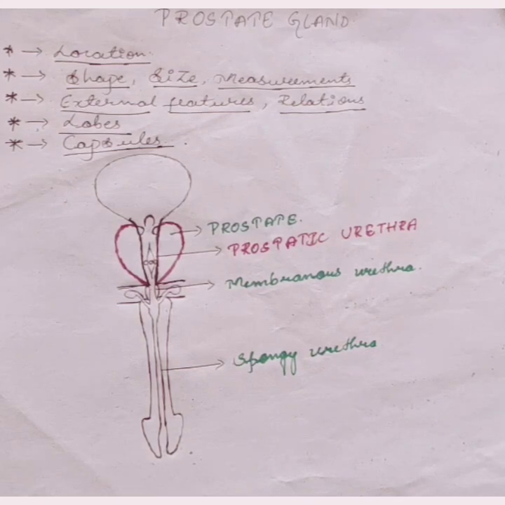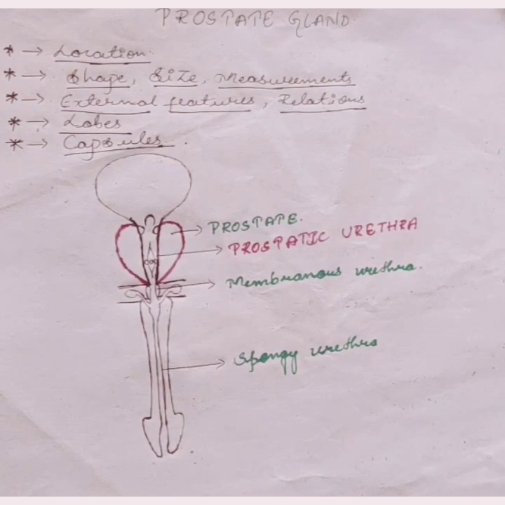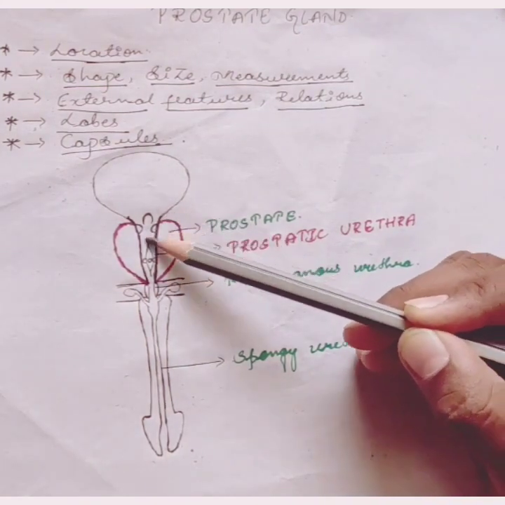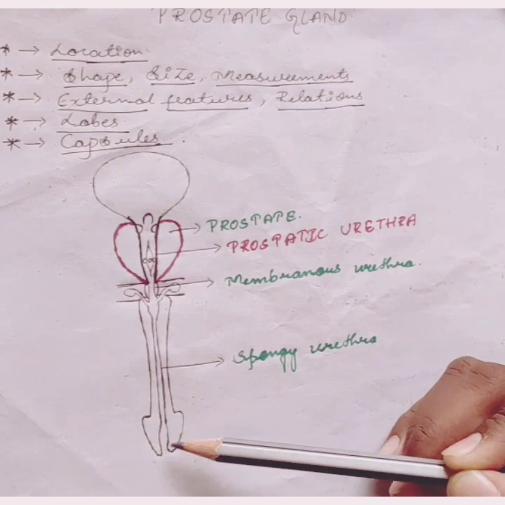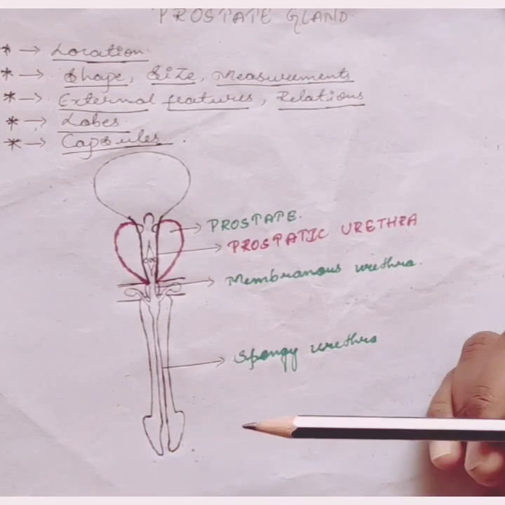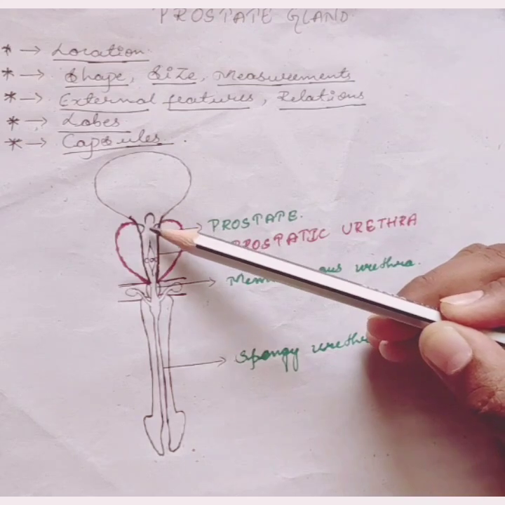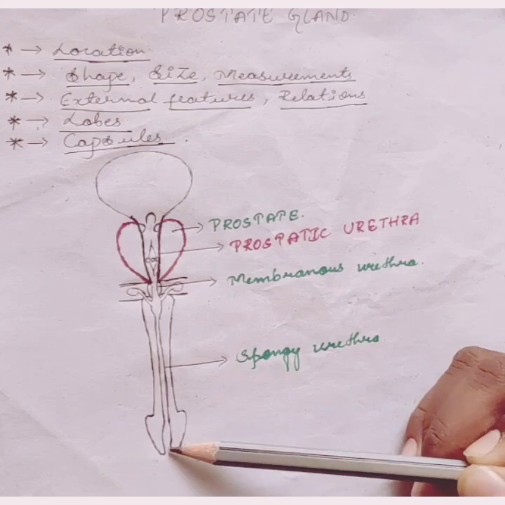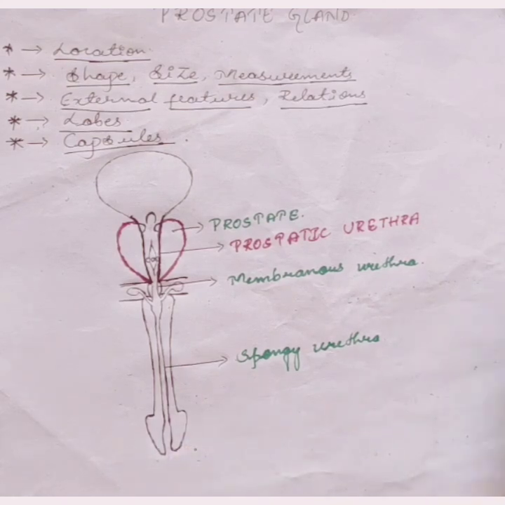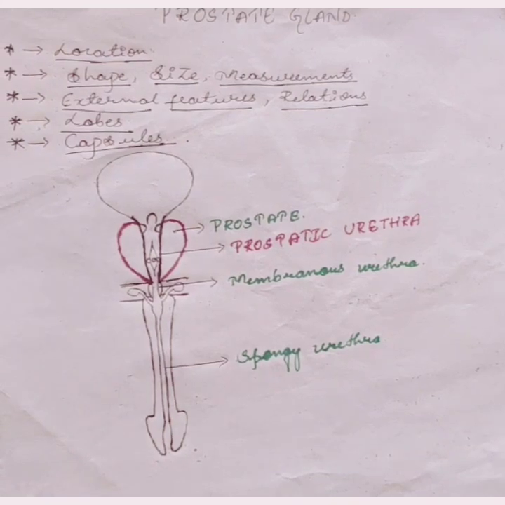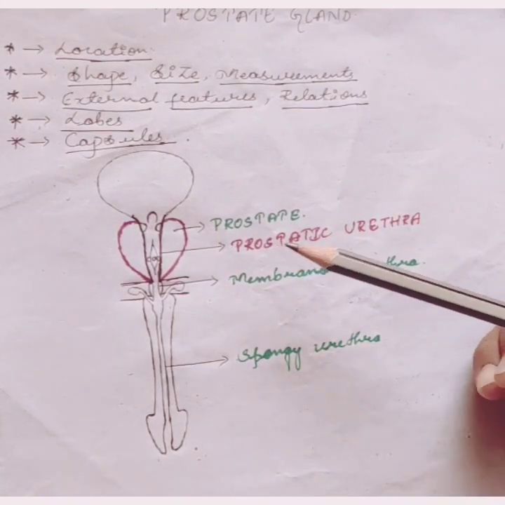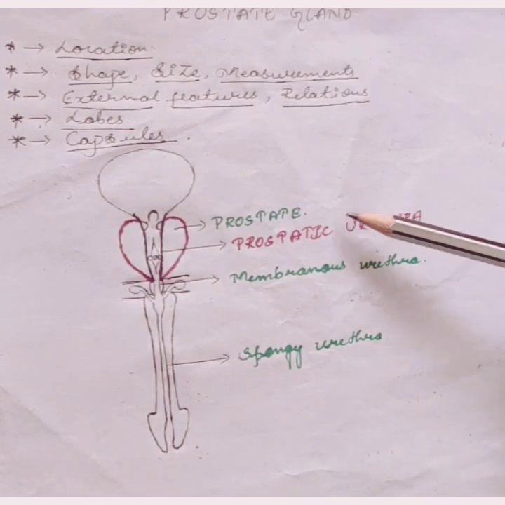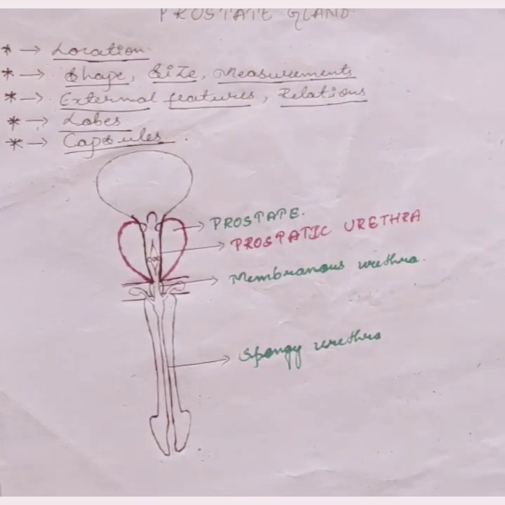Prostate is a fibromuscular glandular organ which surrounds the prostatic urethra. In the diagram, this is the neck of the urinary bladder, this is the internal urethral orifice, and this is the external urethral orifice. In males, the urethra extends from the internal urethral orifice at the neck of the urinary bladder up to the external urethral orifice at the tip of the glans penis. During this course, the urethra is divided into prostatic urethra, membranous urethra, and spongy urethra. So the prostate surrounds the prostatic urethra.